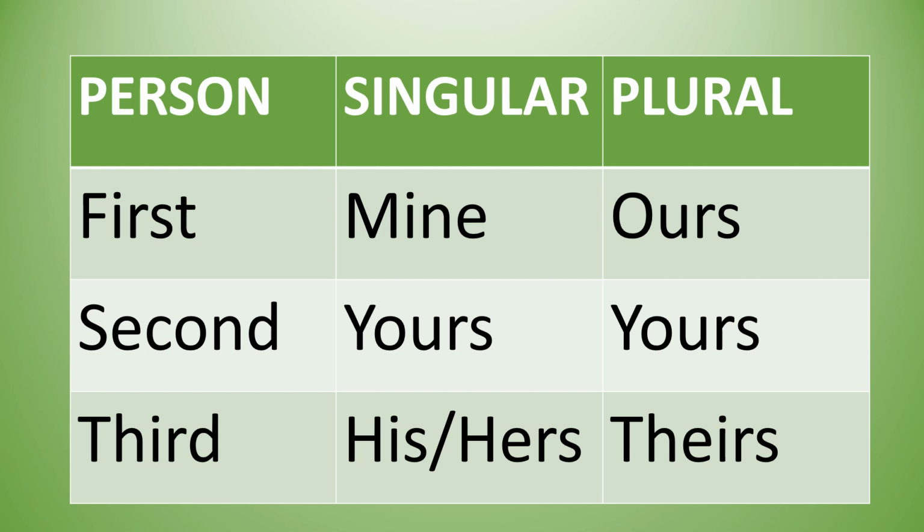So let's have a quick review of possessive pronouns with the help of this table. In this table I have categorized possessive pronouns on the basis of person, that is first person, second person and third person. So for first person we will use mine and ours for showing possession, mine in singular and ours in plural. For second person we will use yours both for singular and plural, and for third person we will use his or hers for singular and theirs for plural. Okay.